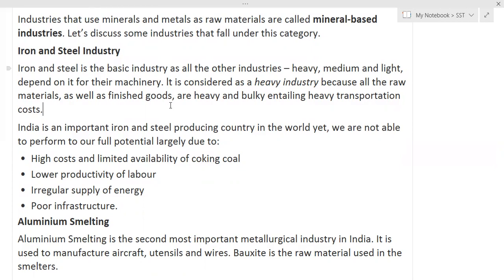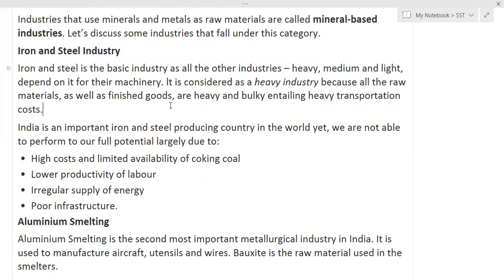India is an important iron and steel producing country in the world. India is a very important iron and steel producing country, yet we are not able to perform to our full potential. India is a major country producing iron and steel, but still we are not able to fulfill the potential. We are not able to use iron totally because of the following reasons. So let's see what the reasons are.